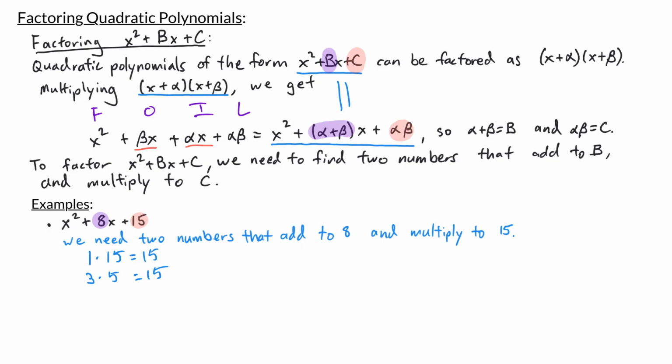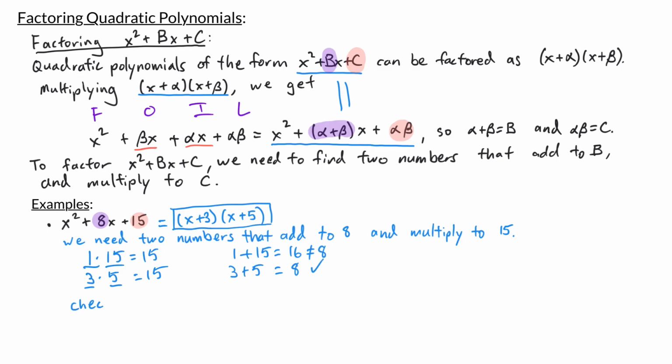So here, looking at 1 and 15, I see that 1 plus 15 is equal to 16, which does not add up to 8. However, if I look at the pair 3 and 5, 3 plus 5 is equal to 8. So that's what we want. So the pair of numbers that add up to 8 and multiply to 15 is 3 and 5. So the way we factor x squared plus 8x plus 15 would be to write this as x plus 3 times x plus 5. So that's how we factor this quadratic.